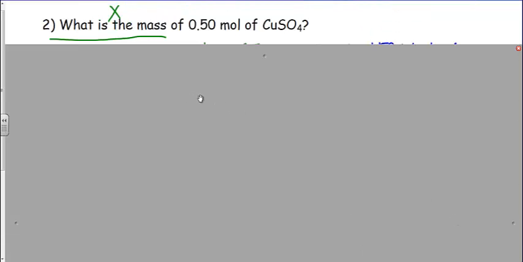Okay, so we only have a couple more practice problems and we're finished with this lesson. So what is the mass of 0.50 moles of copper sulfate? Give yourself a few minutes to try to calculate this, and then I will pull down the screen to show you how to do this. Okay, so pause the video and then play when you're ready.